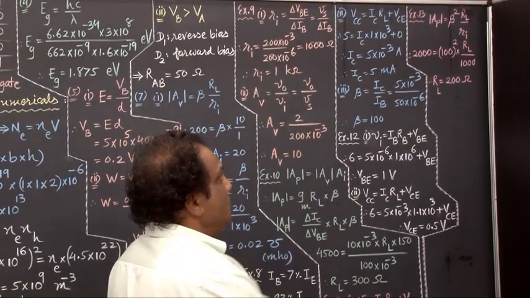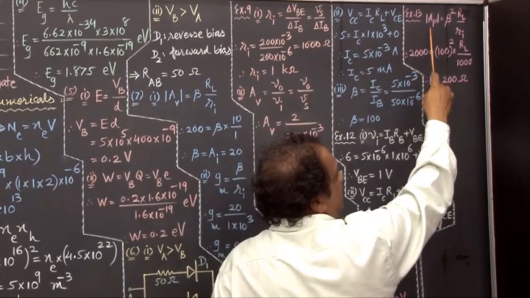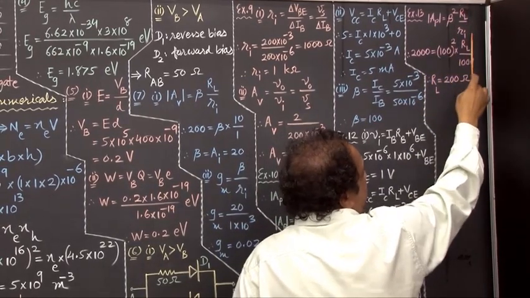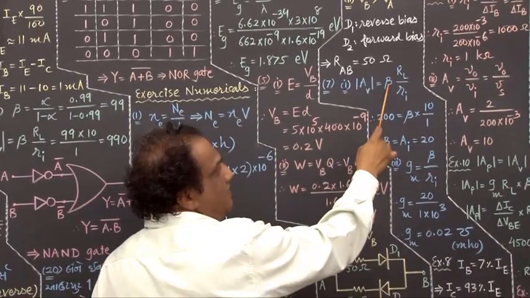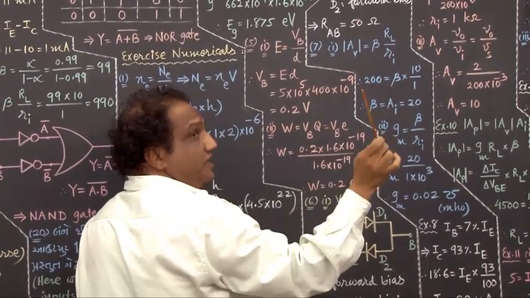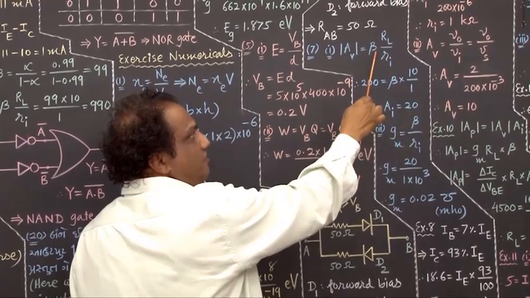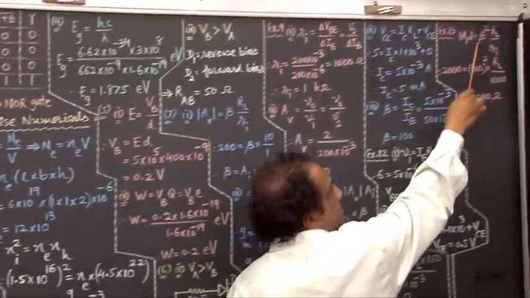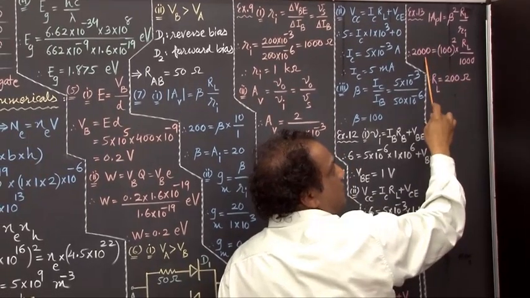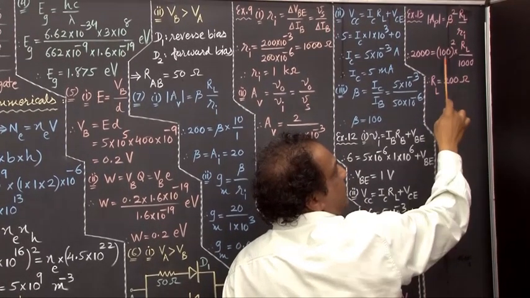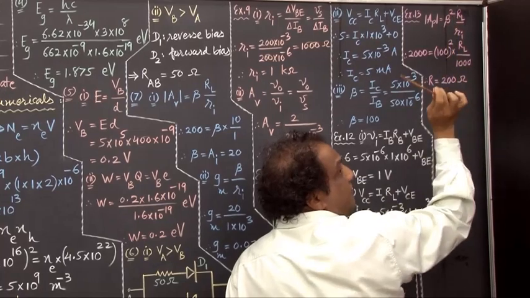Read it. The formula for magnitude of power gain is beta square RL upon Ri. Had it been magnitude of voltage gain, then it is only beta into RL upon Ri. If it is magnitude of power gain, then it is not beta here, it is beta square. Take care. This magnitude of power gain, they have given 2000. What about current gain? They have given 100. It's a square, don't forget.